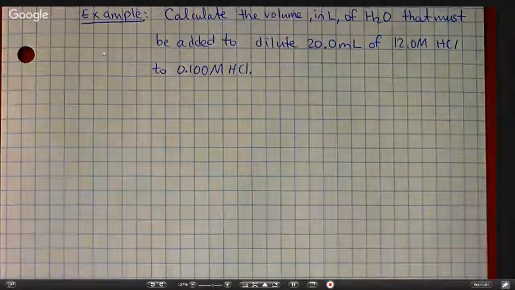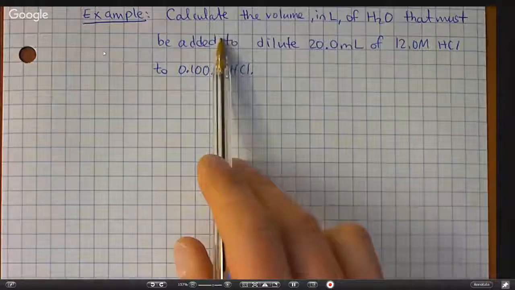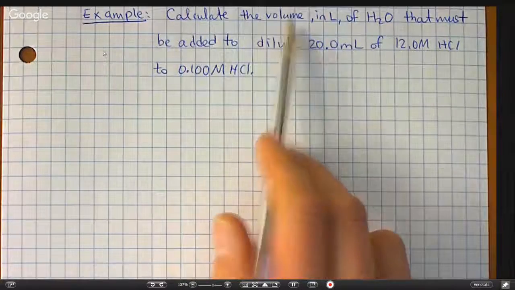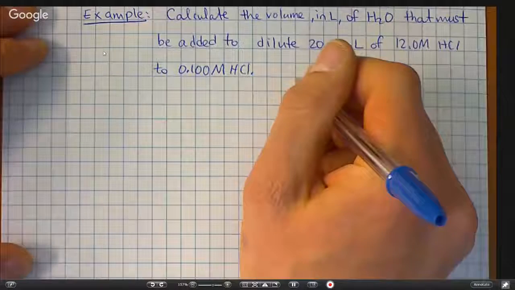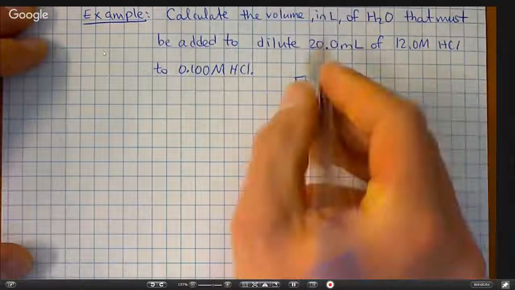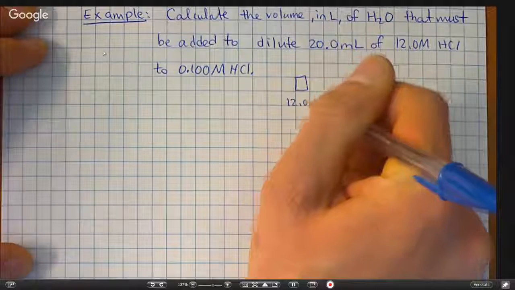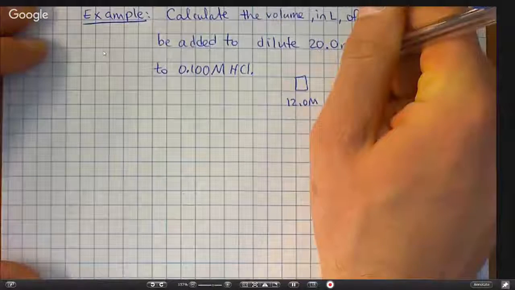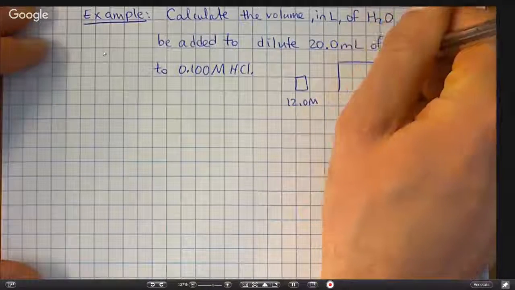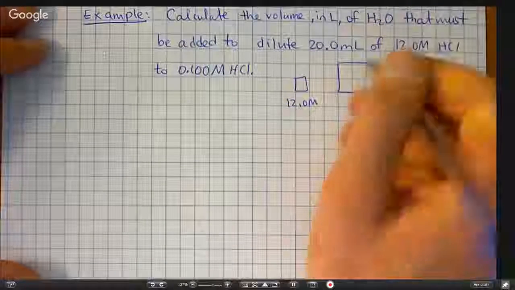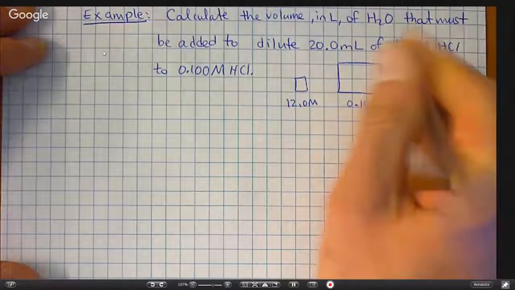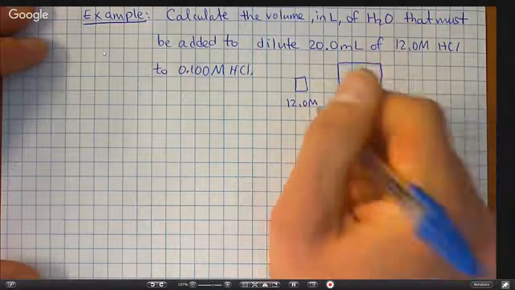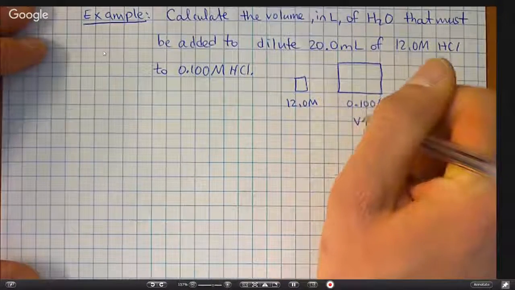All right, so this one's a little different. They want to know the volume in liters of water. So what it tells us is we're taking 20 milliliters of 12 molar, and we are diluting it to 0.1 molar, which means that even though the molarity goes down, the volume should go up.